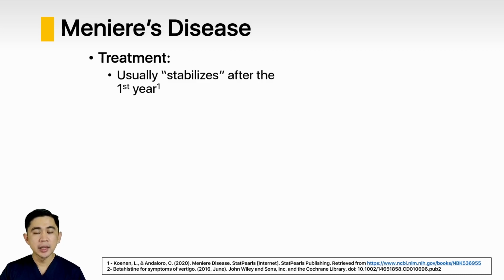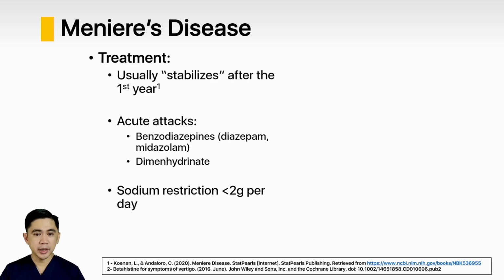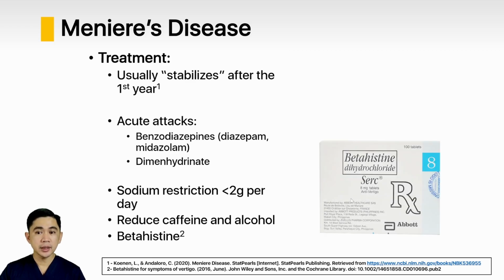Usually, Meniere's disease stabilizes after the first year, meaning the symptoms usually abate. And for acute attacks, we can give patients benzodiazepines like diazepam and midazolam or dimenhydrinate. We also advise the patient to restrict sodium intake to less than 2 grams per day, reduce caffeine and alcohol, and we can give betahistine to alleviate symptoms. Betahistine is commonly known as Serc.